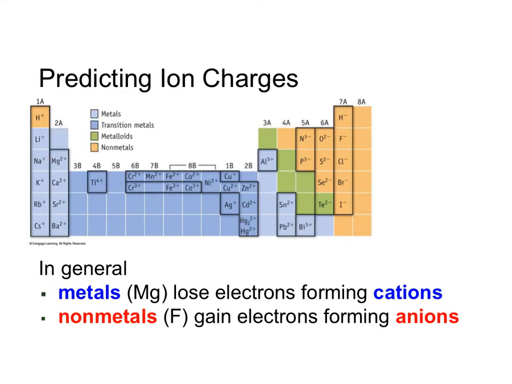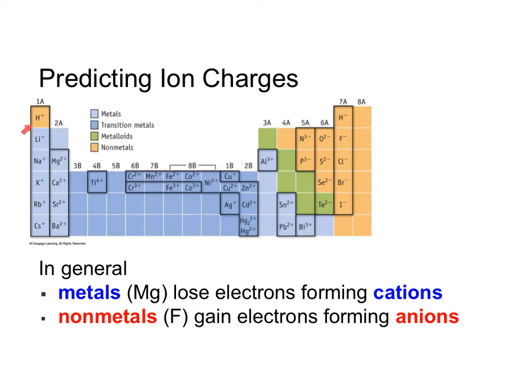Generally speaking, metals will tend to lose electrons, forming positively charged cations. Nonmetals will tend to gain electrons in order to form negatively charged anions. We can see several examples of charges on this chart. And as we said, our metals all tend to form positive charges, whereas nonmetals will tend to form negative charges. We can also see a pattern starting to form.